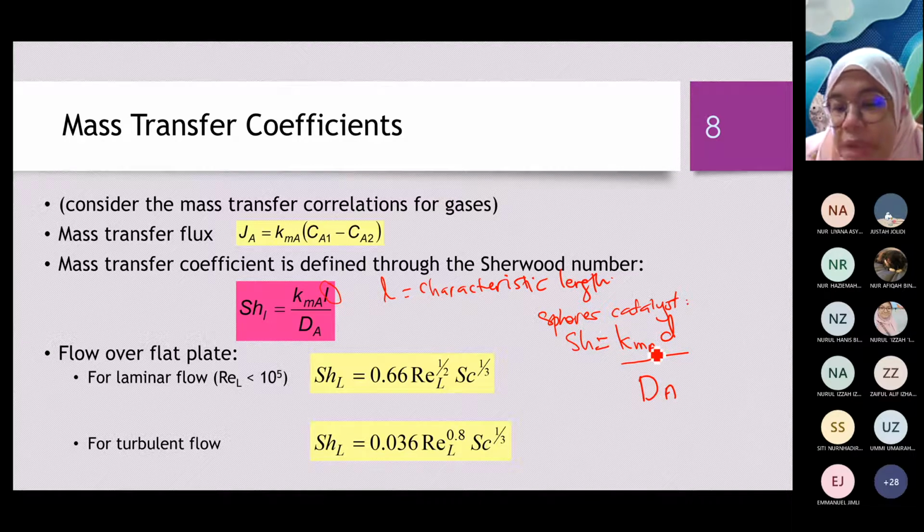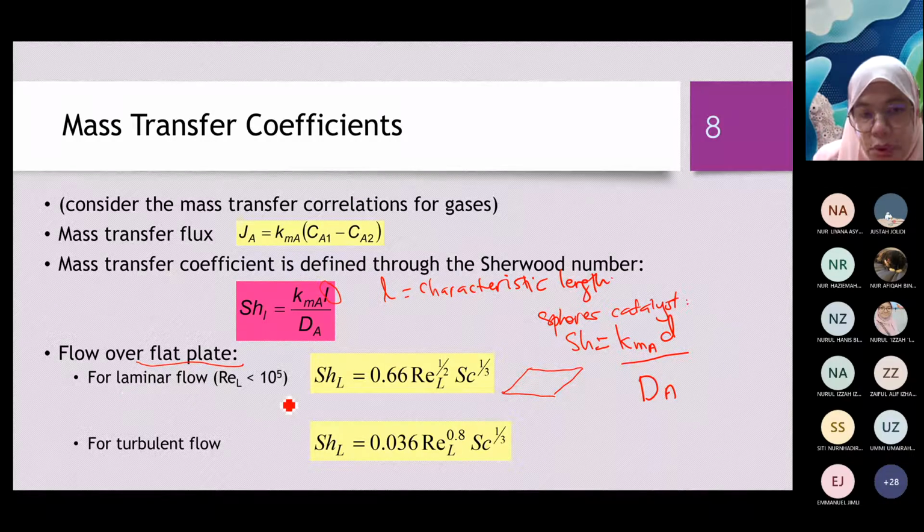Before we determine the value of k_mA from this relation, we can define the Sherwood number and relate it with the mass transfer coefficient as in this equation. But before that, we need to know what is the value of Sherwood number. Again, the Sherwood number also depends on the shape of catalyst. If the shape of catalyst is a flat plate, including film catalyst, and the flow of the fluid is laminar.